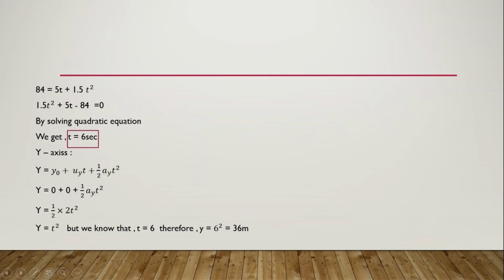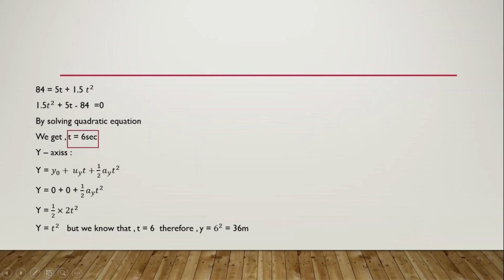And along the y axis, y is equal to y naught plus uy into t plus half ay into t square. Along the y component, the initial displacement is 0, plus the uy component will be 0 initially. Then half into ay, which is 2, into t square, that is half into 2 into t square. So the 2 gets cancelled, and the remaining is y is equal to t square. But we know that t is equal to 6 seconds from the above, right?